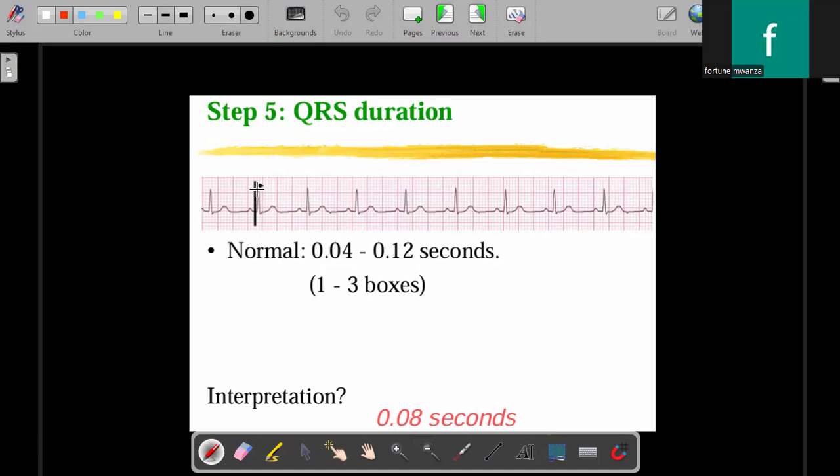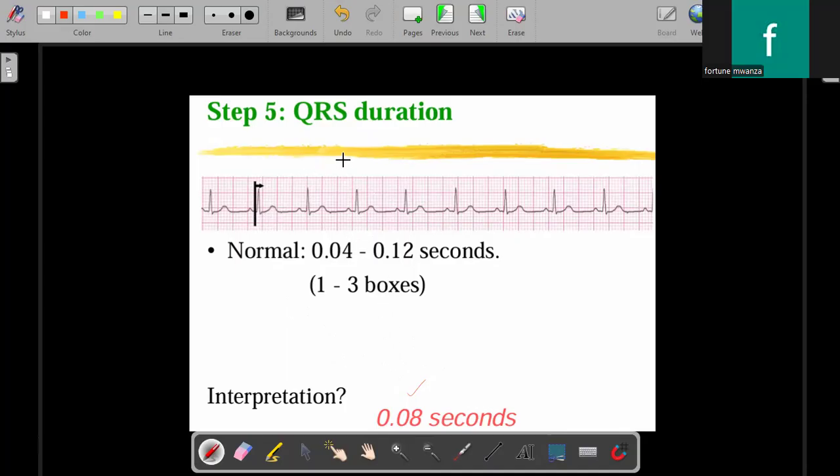Here they counted 2 boxes, 1, 2, from where the QRS starts to where it ends. There were only 2 boxes. So you get 2 times 0.04, which gives 0.08 seconds. That's normal, so you can conclude that your ECG is normal.